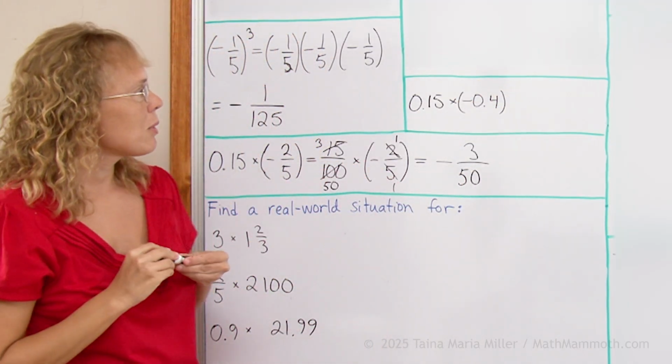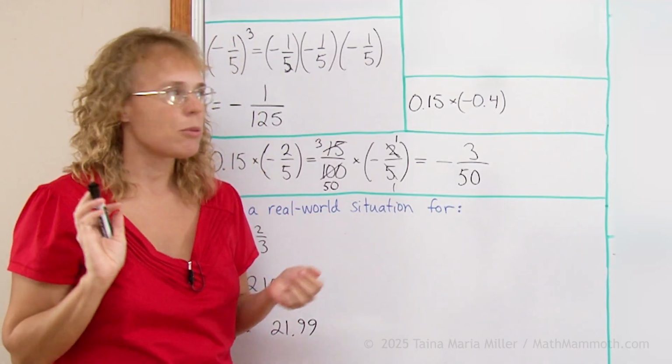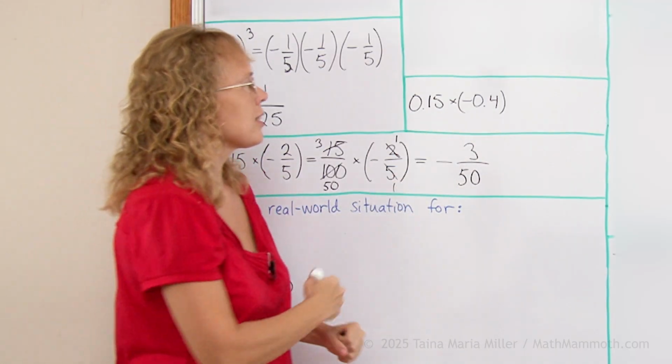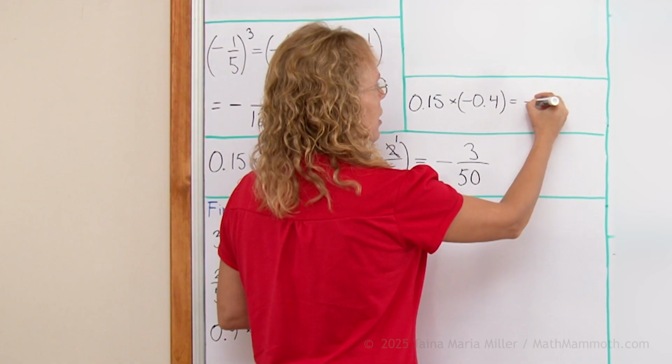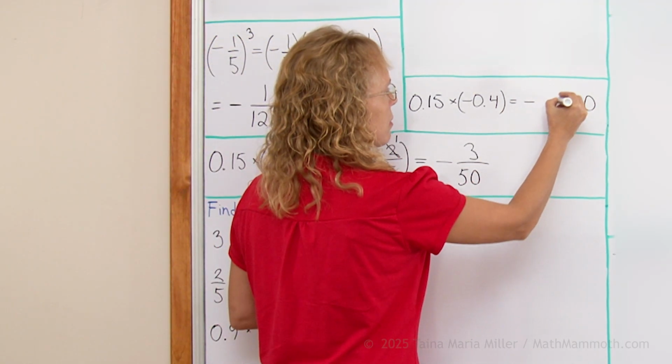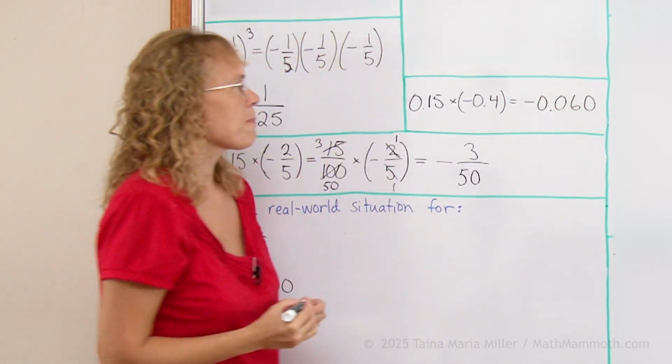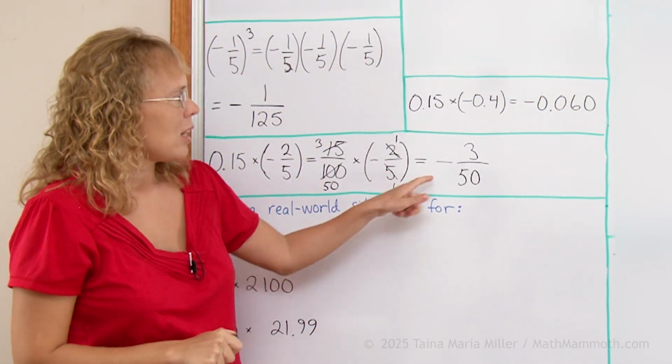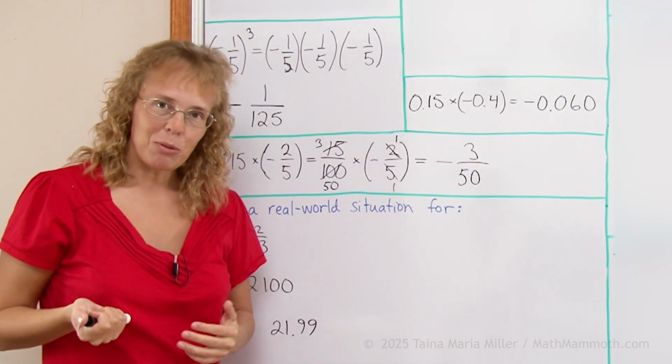Now using decimal multiplication, I multiply as if there were no decimal points. 4 times 15 is 60. My answer will be negative though. And then I need 1, 2, 3 decimals. Like that. Now, are both of these answers the same? Are they equal?